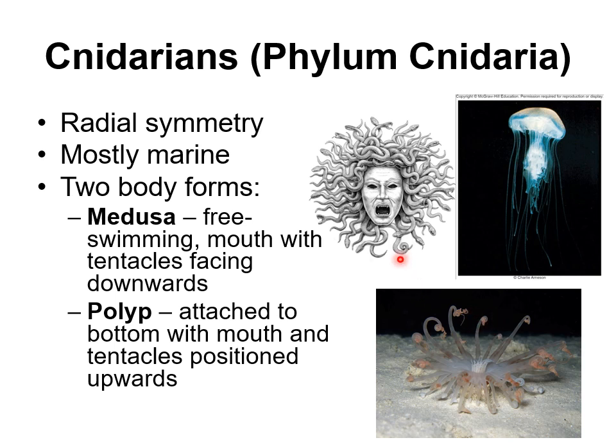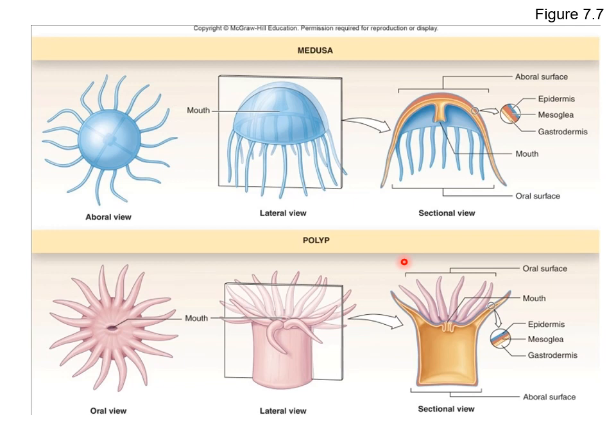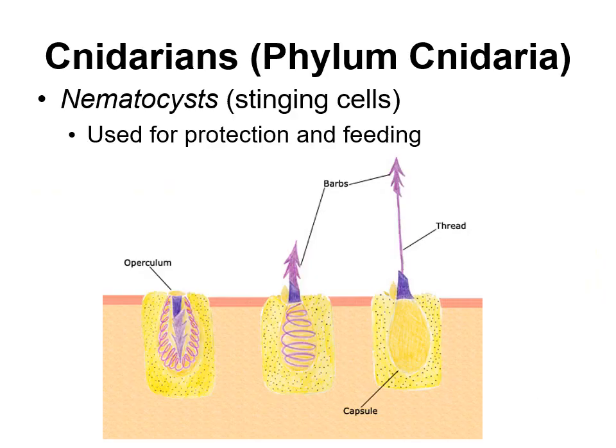So that's how they're different. And this is again just showing a different look at each of those. So medusa on the top, again, mouth right here, tentacles right there facing downward, whereas on a polyp, mouth right there, tentacles facing up. So what makes cnidarians? What do they all share in common?